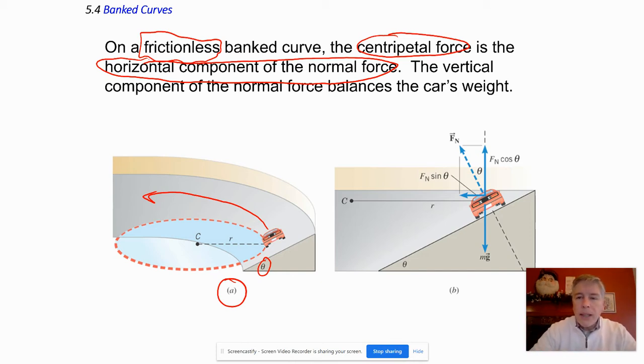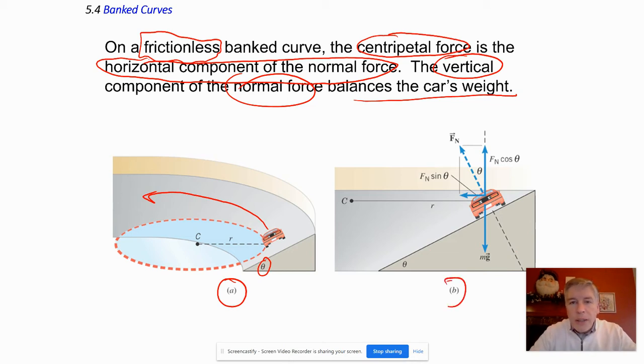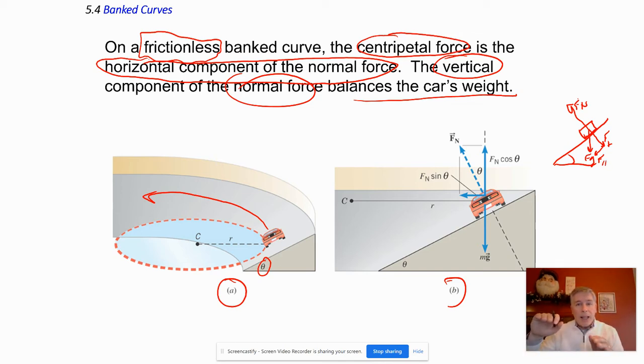The other part that's interesting is the vertical component of that normal force is actually going to balance the car's weight. This picture over here is a little bit different than we had before. When we had an object on an incline before, this was not part of a curve. This was just an object sitting on an incline. We had gravity acting down, so this was still our force of gravity, and we had the normal force like this, which is still pictured over here. What we did before is we broke these apart and we found the perpendicular force and the parallel force. But that was for an object sitting on an incline or sliding down an incline.